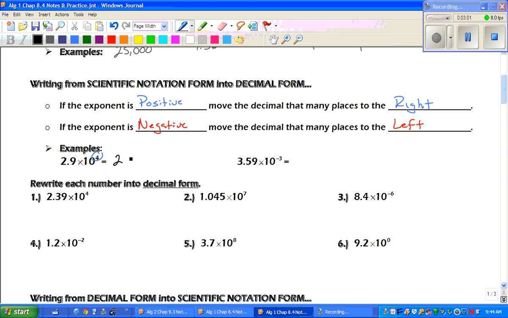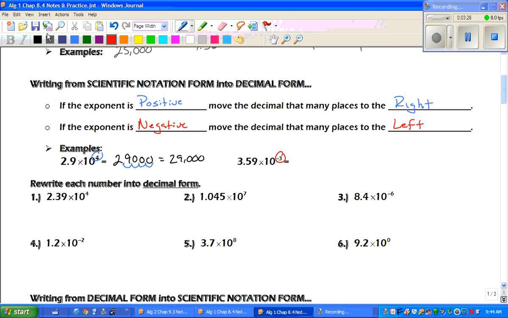So this is positive. You're going to write your number, 29. This is where the decimal is. Move it 1, 2, 3, 4. And then I just fill those with the zeros. So my number is 29,000. And that's where the decimal is. You just don't have to write it.